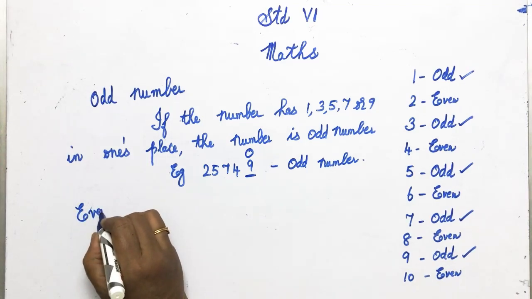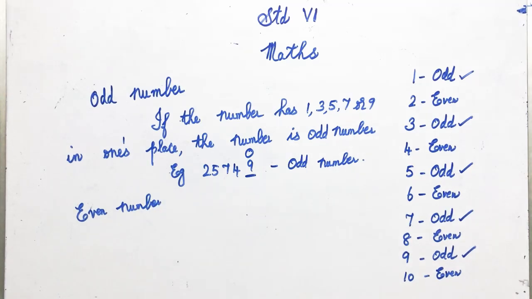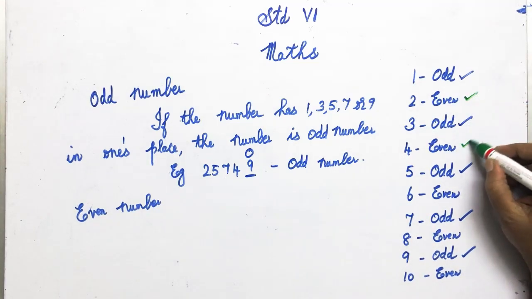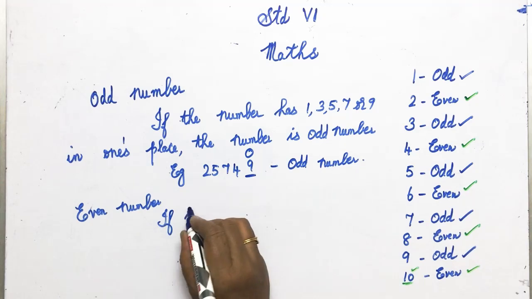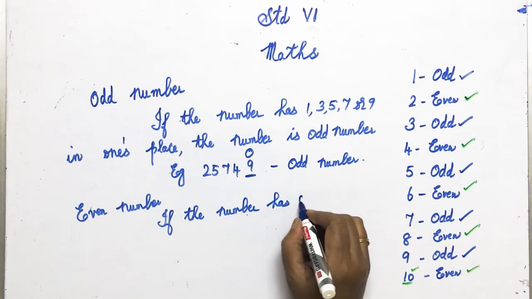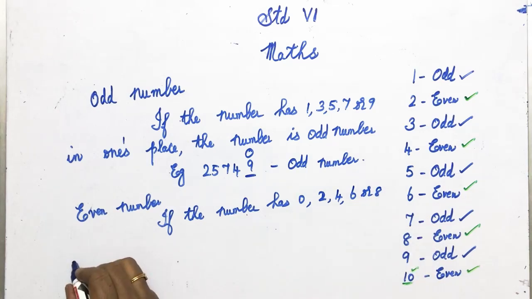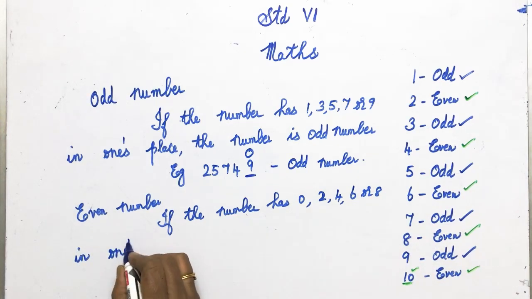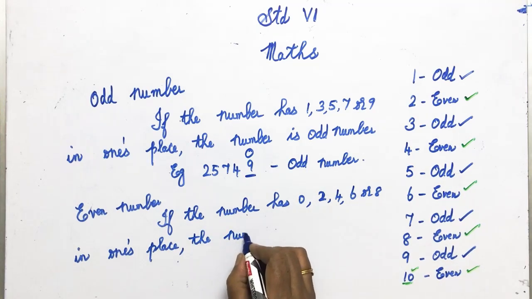Next is even number. Now which are all even numbers here? 2, 4, 6, 8 and in 10, the ones place is 0. So if you have 0 in ones place, it is an even number. So if the number has 0, 2, 4, 6 or 8 in ones place, the number is an even number.